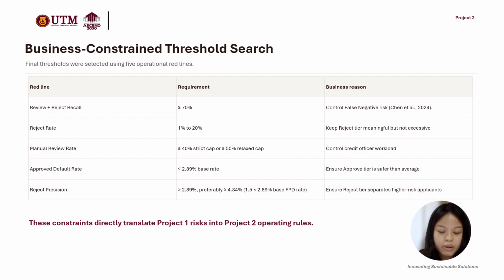Approved default rate must be below the 2.89% base rate. Reject precision must be above 2.89%, preferably 4.34%. The 4.34% means the reject group should have at least 50% higher default rate than the average applicant, which is times 1.5. These red lines convert Project 1 risks into Project 2 operating rules.